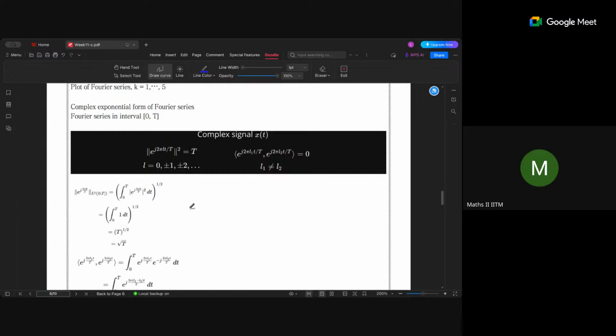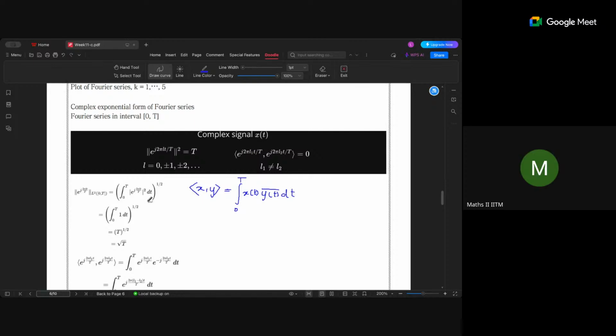Do you remember? What is the inner product of x comma y when x comma y are in the complex field, when the codomain is in the complex field? How do we define it? Let us say in 0 1, here maybe 0 to T, it is the integral 0 to T of x of t, and for y of t you have a conjugate, dt, right? This is how we define.